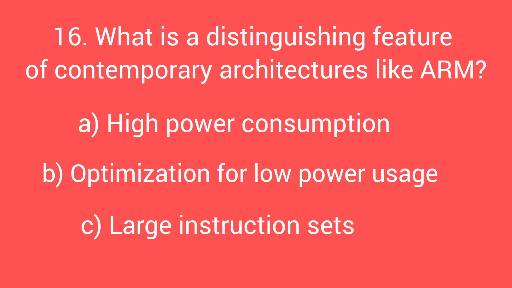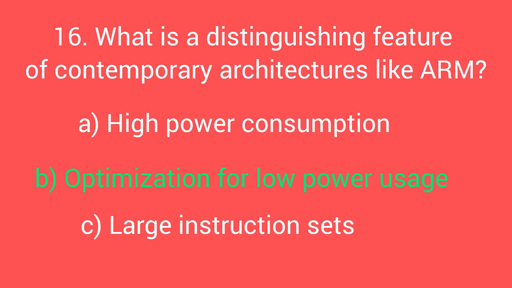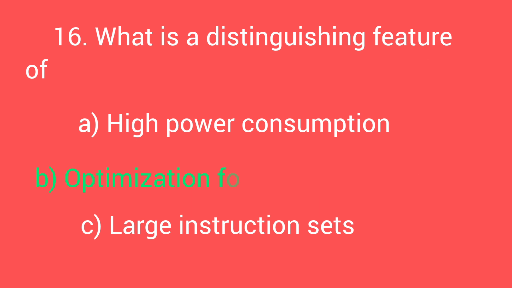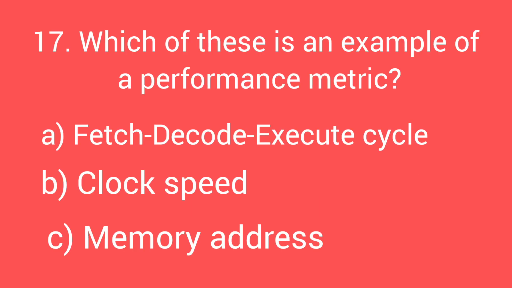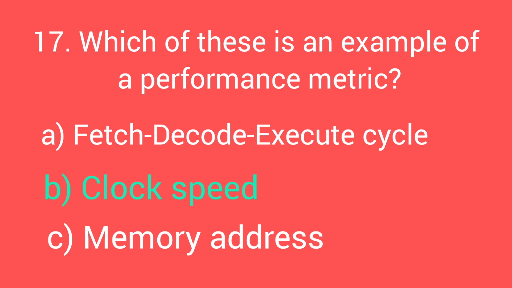What is a distinguishing feature of contemporary architectures like ARM? B. Optimization for low power usage. Which of these is an example of a performance metric? Clock speed.